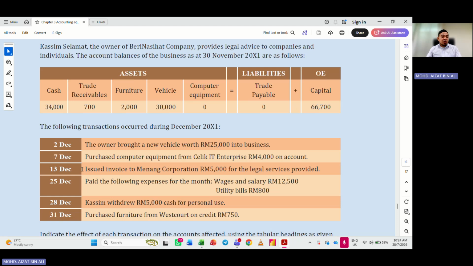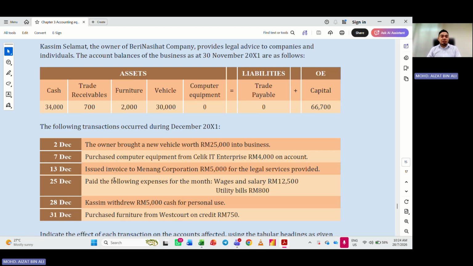So in this case, if we issued an invoice, it means that we are the one providing the service. We issued an invoice to Menang Corporation, meaning we provide service to Menang Corporation and they haven't paid for it yet. If they had paid for it, the question would say issued receipt, because they make the payment and we give them a receipt. But here they haven't made the payment yet, so we give them an invoice. So let's record this appropriately.